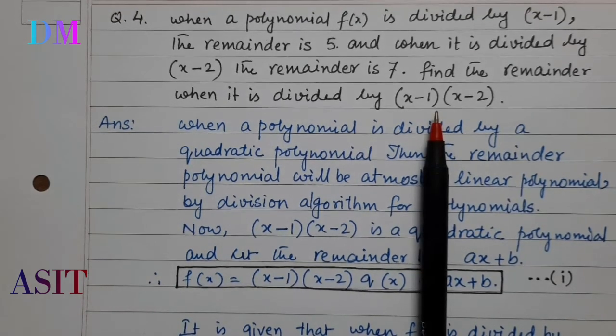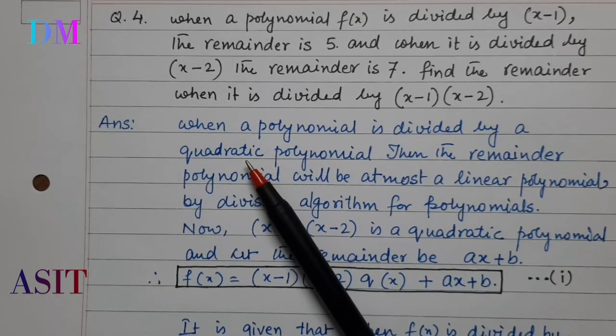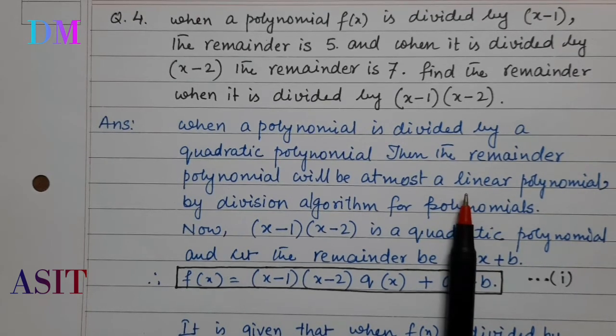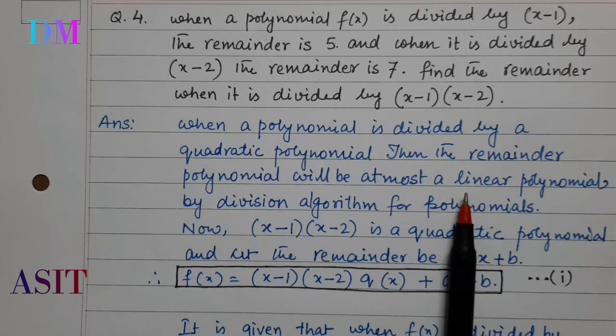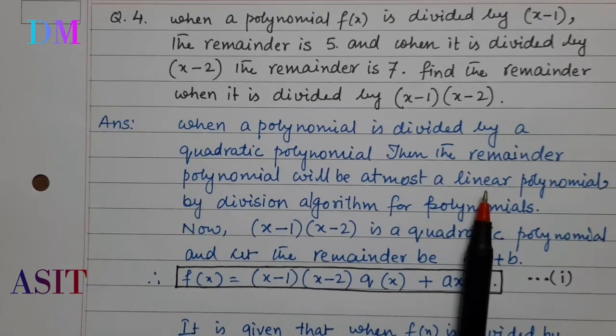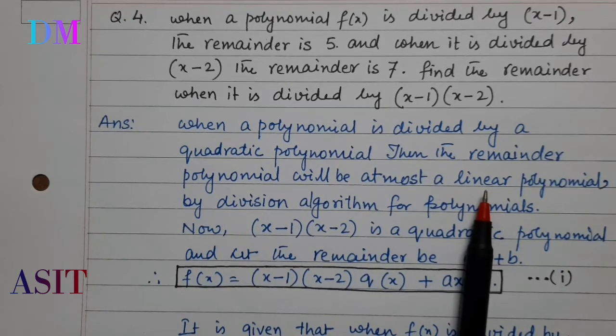Now the point is, if we multiply these two factors, it will give a quadratic polynomial. So when we divide a polynomial by a quadratic polynomial, then by the division algorithm, the remainder polynomial can be either zero polynomial or the degree of the remainder polynomial is less than 2, that is the degree of the quadratic polynomial. So therefore, the degree of the remainder polynomial can be at most 1. Therefore, the remainder polynomial can be at most a linear polynomial.